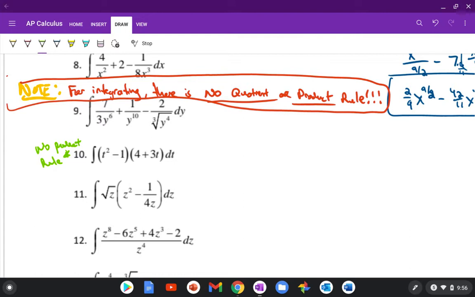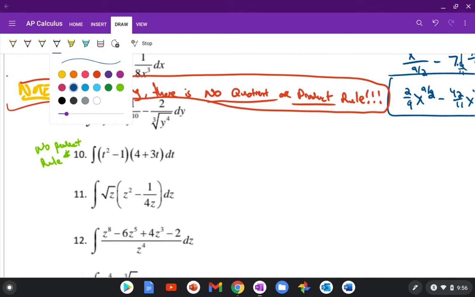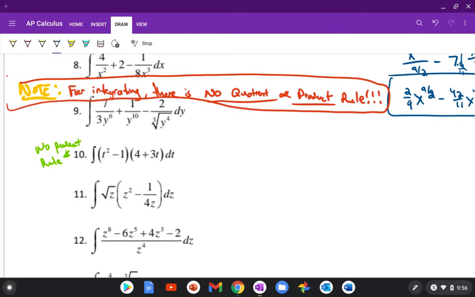Today, we're not going to need any special rules. We're basically just going to be simplifying in some ways, and then that will allow us to use the techniques we already know. So for instance, if we were to jump in and look at number 9, we don't need any special rules for this. We just need to rewrite this in some different ways.